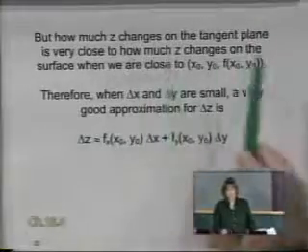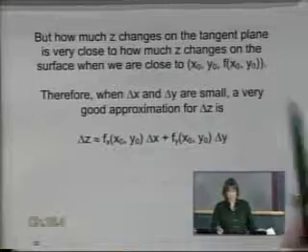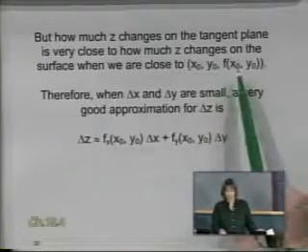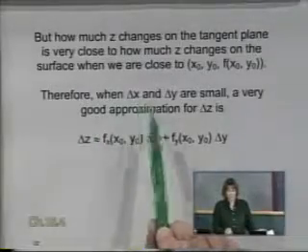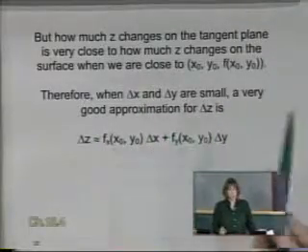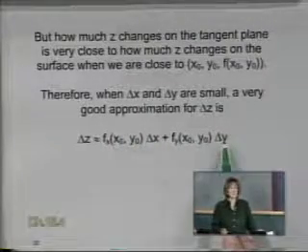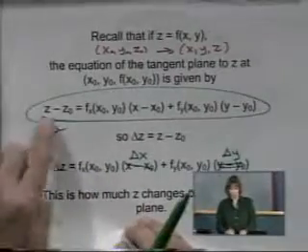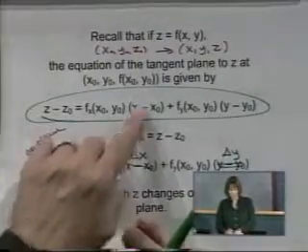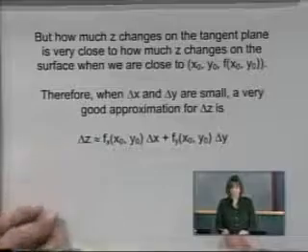How much z changes on the tangent plane is very close to how much z changes on the surface when we are close to x naught, y naught, and f of x naught, y naught, which is your z naught. Therefore, when delta x and delta y are small, a very good approximation for delta z is this. And where did I get it from? I just got it from the equation of the tangent plane, saying, z minus z naught would be delta z, x minus x naught is delta x, y minus y naught is delta y. All right?